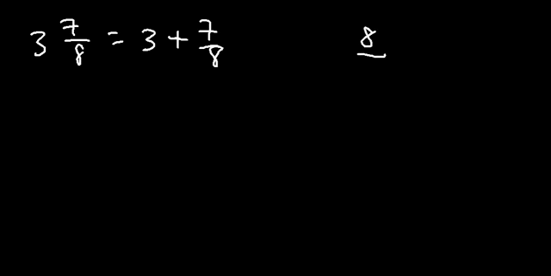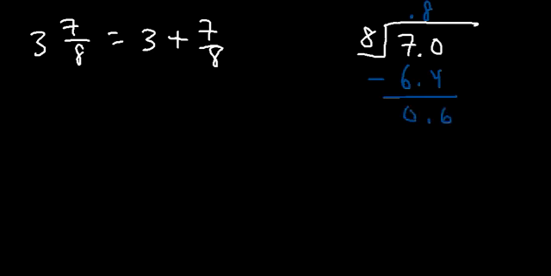For the sake of practice, let's try one more example. Let's convert 3 and 7/8 into a decimal. And then we'll convert it to a percentage. So this is 3 plus 7 over 8. And let's use long division for 7 over 8. So let's add a 0. How many times does 8 go into 70? 8 goes into 70 8 times. 8 times 8 is 64, so 8 times 0.8 is 6.4, with a difference of 0.6.